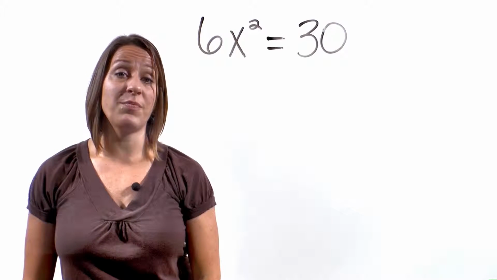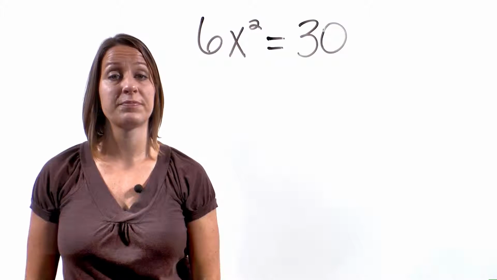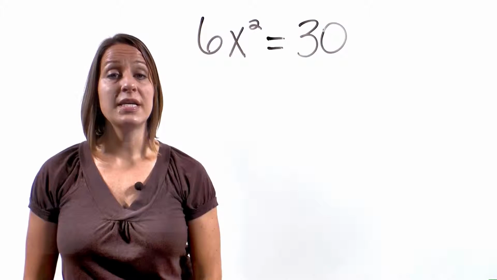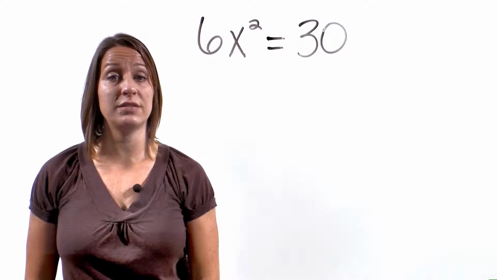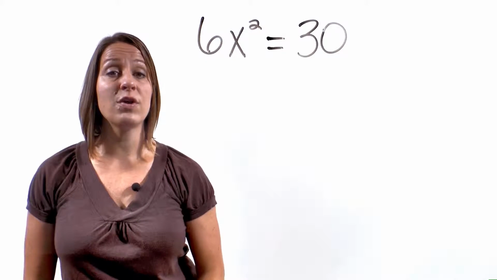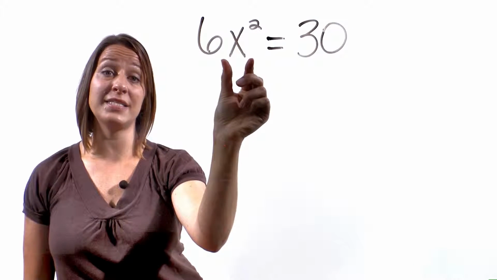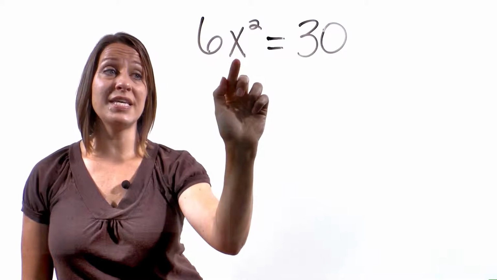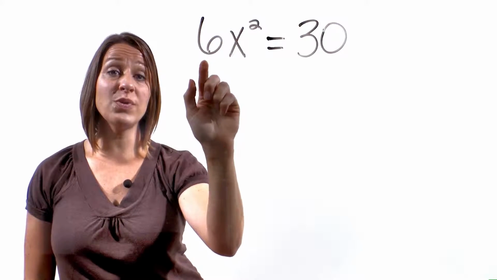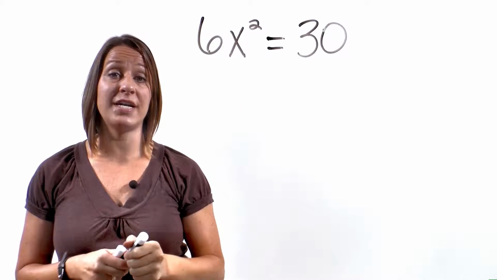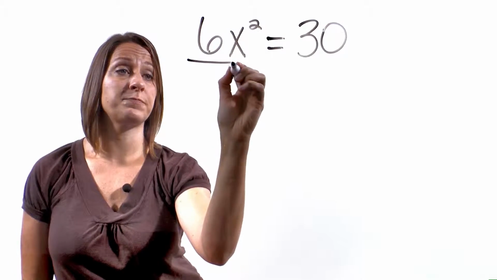Take a look at this first example. We have 6x squared equals 30. The square root property tells us that we can take the square root of both sides of the equation as long as whatever's being squared is already isolated, or by itself. Notice that only the x term is being squared, not the 6. So before we can start taking the square root of both sides, we need to first divide both sides by 6.